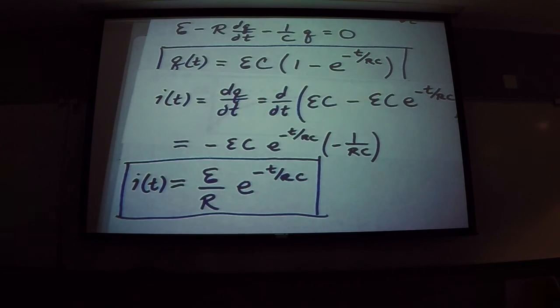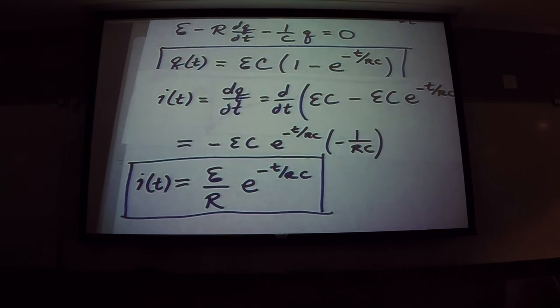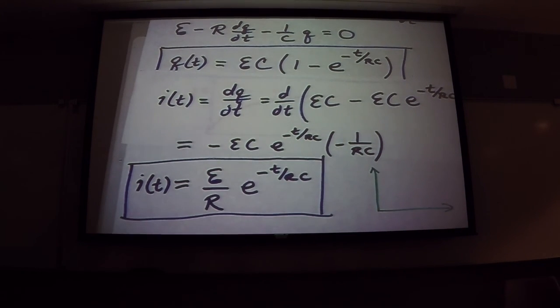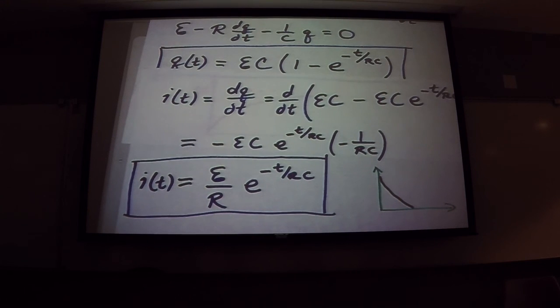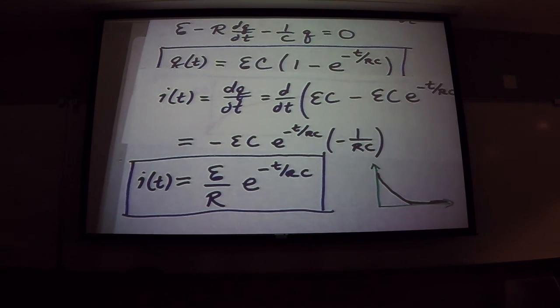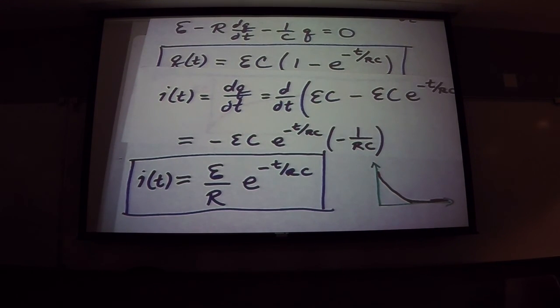So if we look at current as a function of time, the current just exponentially decays from its maximum value. It approaches 0, but it never quite gets there. That's not a very good drawing, but that's supposed to be exponential decay. And that's what it does.